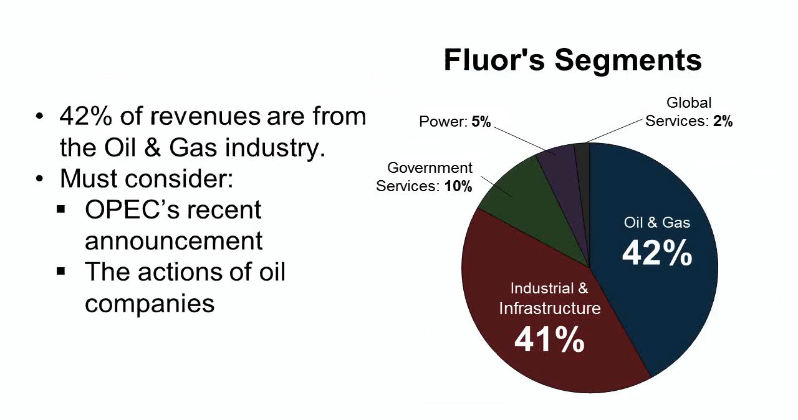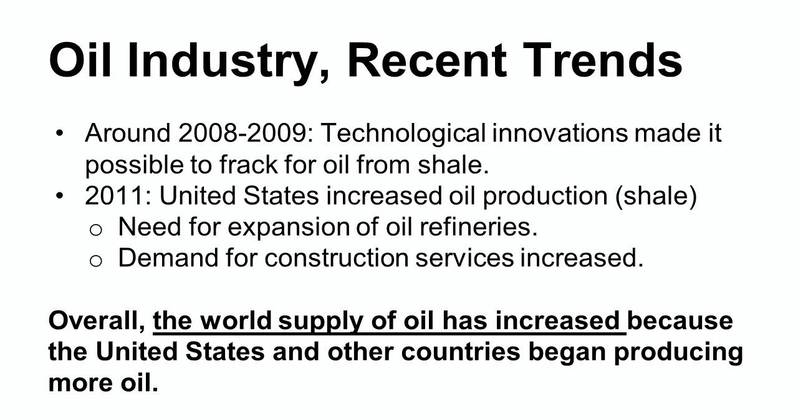We thought it was necessary to discuss the recent trends in the oil industry in addition to our discussion of construction because 42% of Fluor's revenues come from constructing for oil and gas companies. So I'm going to do that now. Around 2008 and 2009, technological innovations made it possible to frack for oil per share. Starting in 2011, Western countries like Canada, the US, and the UK have noticeably begun increasing their production of oil. And since then, the overall world supply of oil has increased.